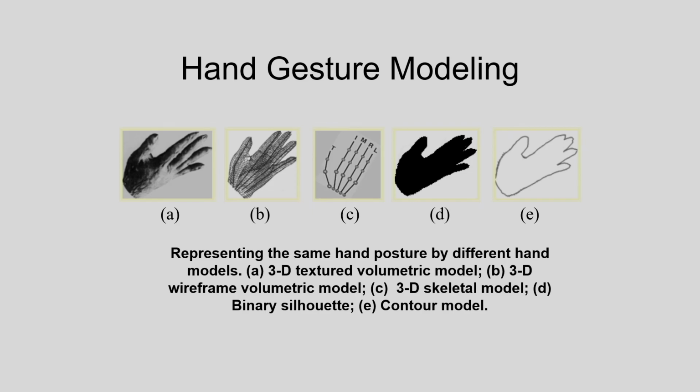So we can consider different types of models, like in the figure A I have considered the 3D textured volumetric model. So that is the first model, the 3D textured volumetric model we can consider. The second B, the 3D wireframe volumetric model I can consider. In figure C, 3D skeletal model also we can consider. In figure D, this is the binary silhouette we can consider, and maybe we can consider a contour model as shown in figure E. So these models we can use for hand gesture modeling.